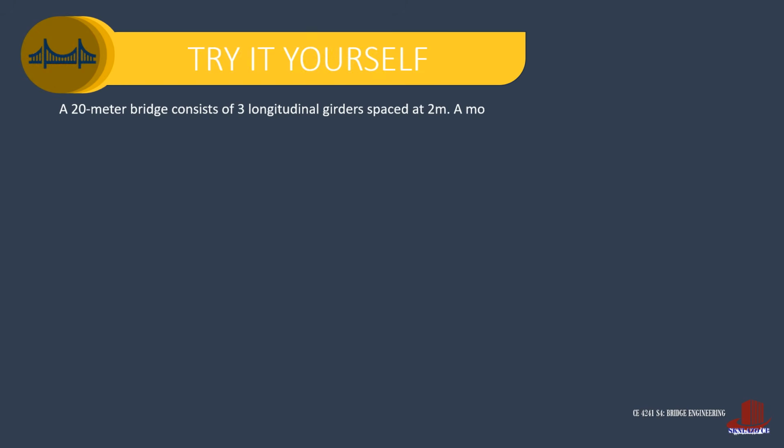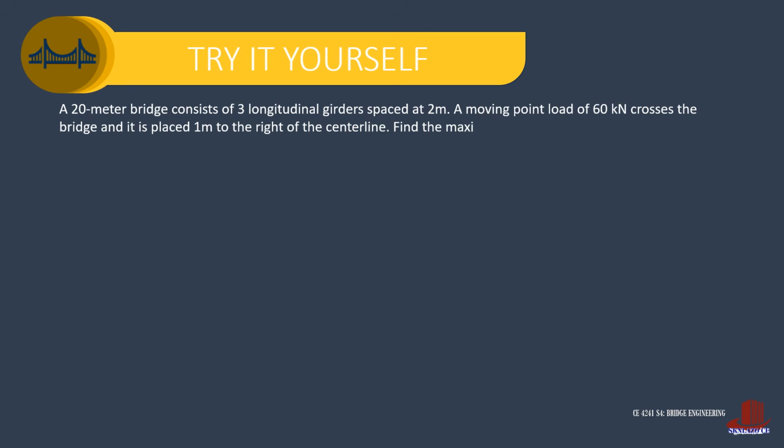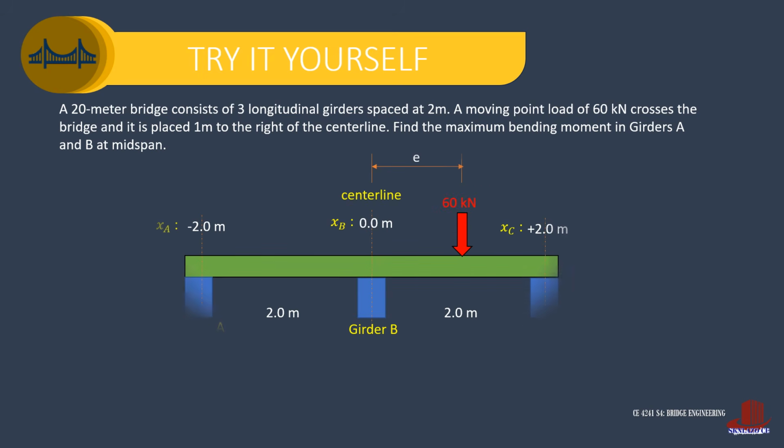Using the same bridge setting, try looking for the maximum bending moments at midspan in girders A and B. The procedure is similar to the example. You are to come up with the reaction at girder A as negative 10 kilonewtons and at girder B as 20 kilonewtons. Good luck!